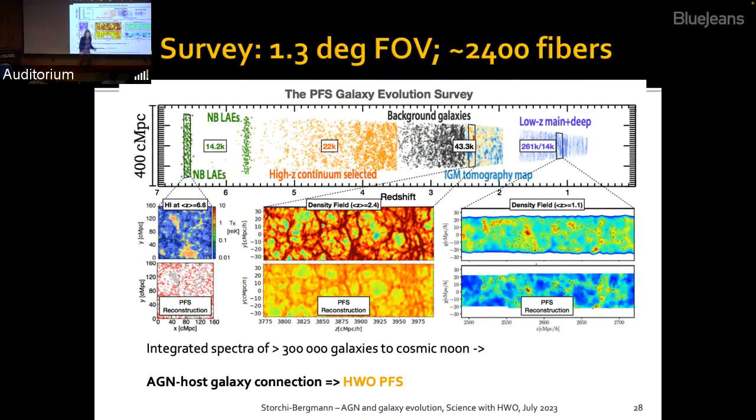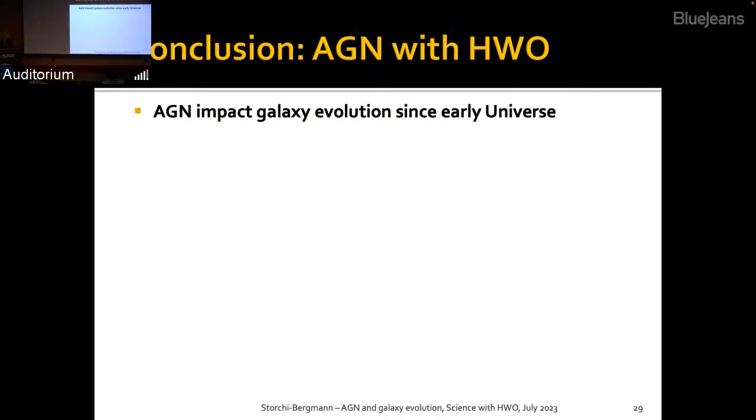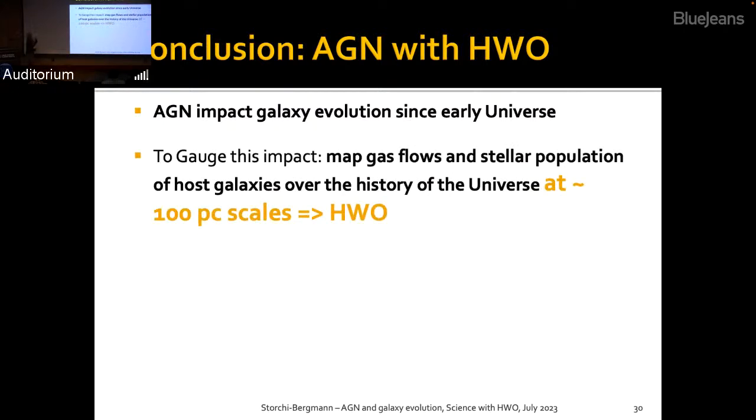If you could have the Habitable Worlds Observatory, I wanted to mean here integral field spectroscopy. So my message here is that the AGN impact galaxy evolution since the early universe. And to gauge the impact, we have to map the gas flows and the stellar population of the host galaxies over the history of the universe, ideally at 100 parsec scales that we can obtain with the Habitable Worlds Observatory.